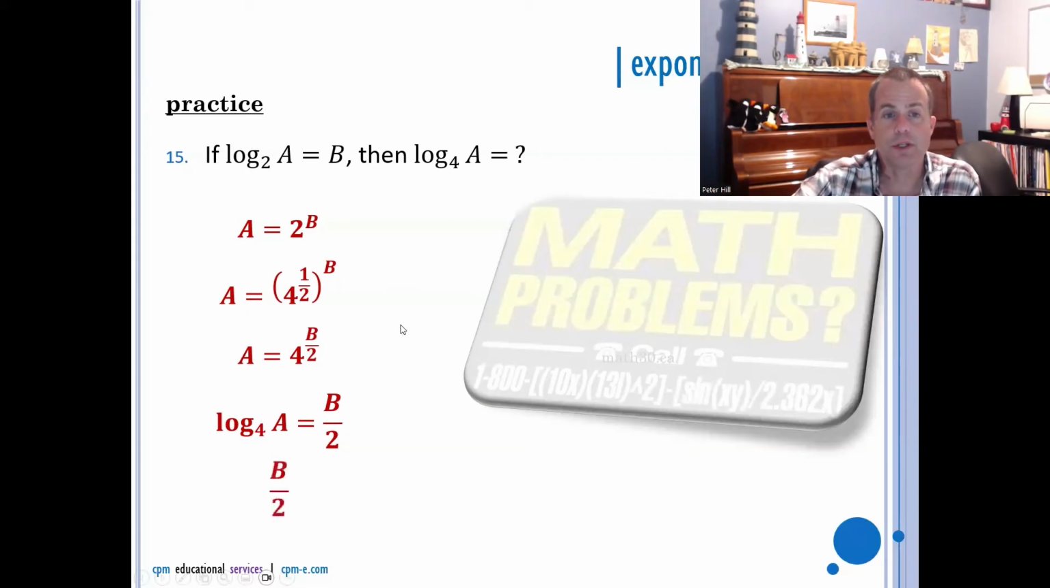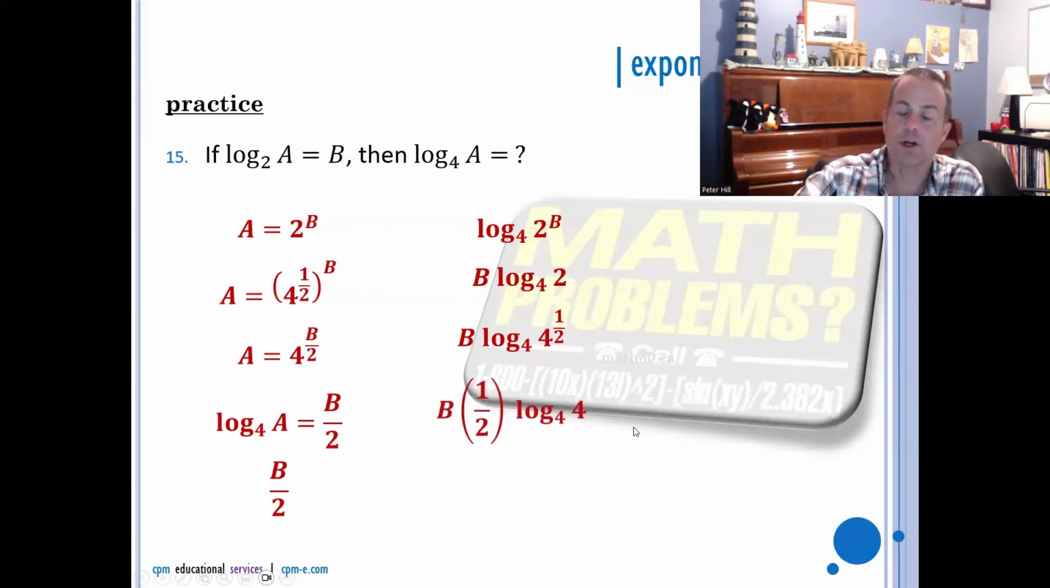Okay, so the other way to look at this is to say, okay, I know that A is 2 to the B. So I'm just going to go right over here and switch my A with 2 to the B. Okay, then the B comes to the front. And then again, I would make my 2 be 4 to the 1/2. The 1/2 would come to the front, and log base 4 is 1. So I'd be left with B over 2 again.